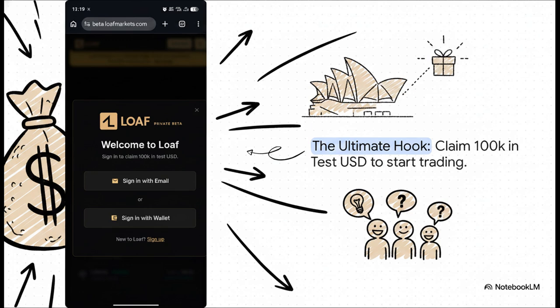Think about the crazy referral system you could build around this. Imagine texting a friend, "Hey, I just sent you $100,000 to day trade the Sydney Opera House. Click here to claim it." That right there is how you engineer an exponential viral hook.